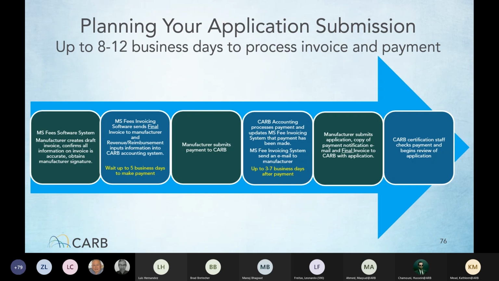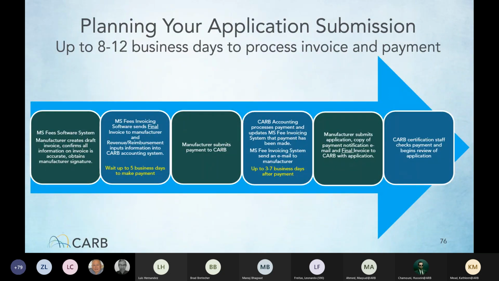So, planning your application submission, remember it takes 8 to 12 business days before you can submit your application. It starts with you creating your invoice, making sure it's all accurate, and getting the manufacturer's signature. The second step is the invoice goes to our revenue and reimbursement unit, which puts it into the accounting system. It takes up to 5 business days. If there's some special emergency, contact your cert rep.